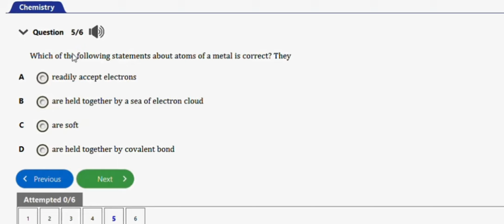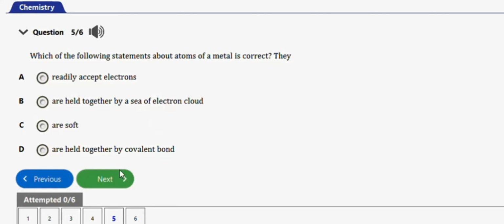It says which of the following statements about atoms of a metal is correct? They readily accept electrons, are held together by sea of electron cloud, are soft, are held together by covalent bond. So we are talking about metals, they do not accept electrons, they lose electrons. The right answer is option B, are held together by a sea of electron cloud. That's it for this question.